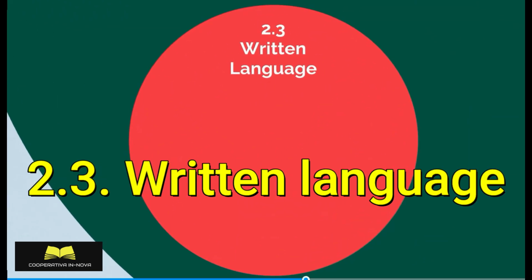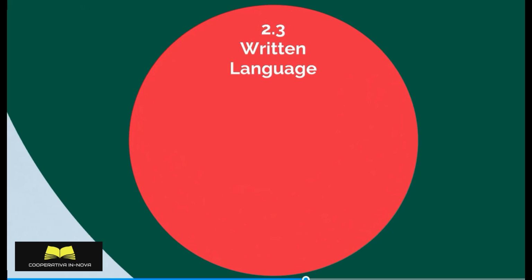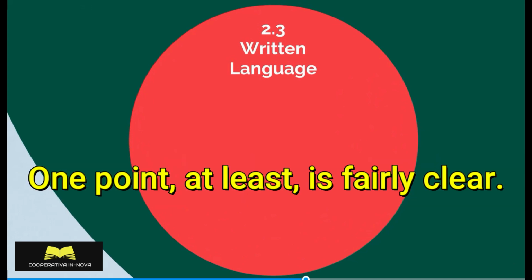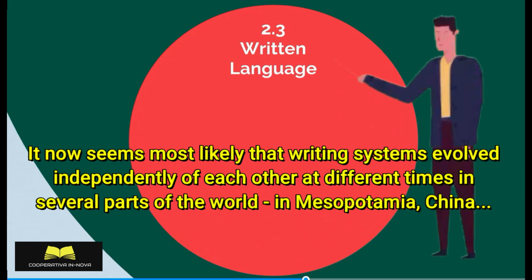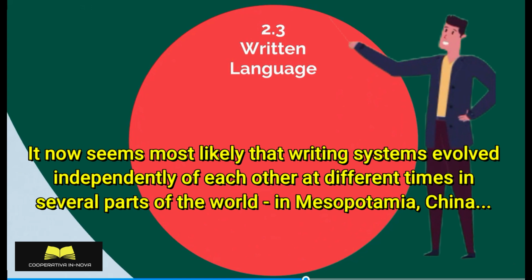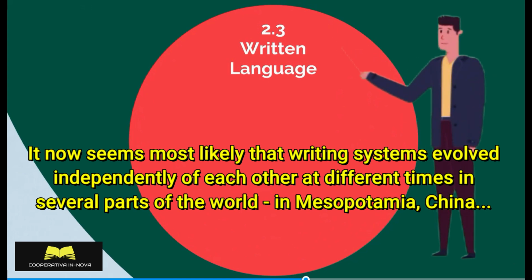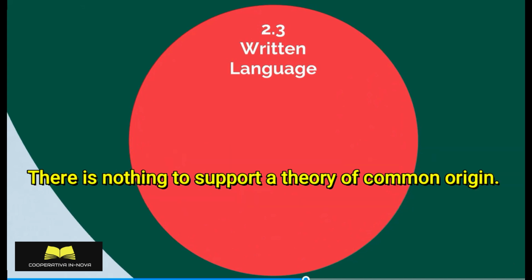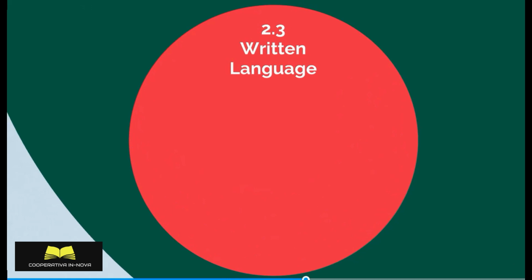(2.3) Written language. Myths and legends of the supernatural shroud the early history of writing. One point, at least, is fairly clear. It now seems most likely that writing systems evolved independently of each other at different times in several parts of the world, in Mesopotamia, China. There is nothing to support a theory of common origin.